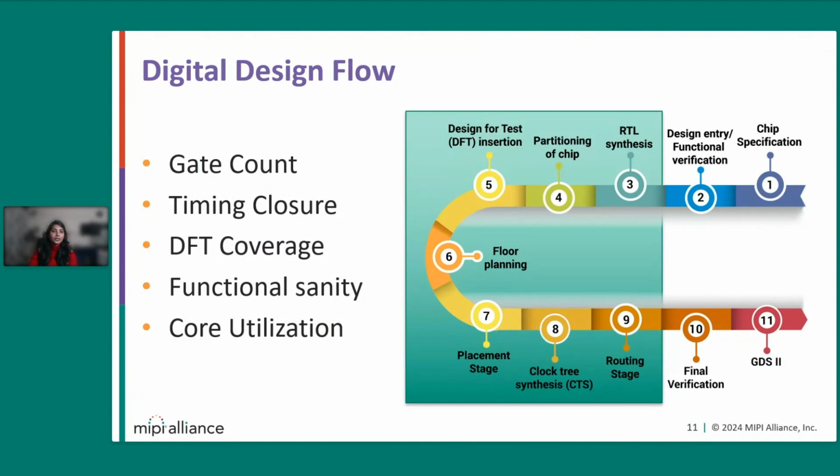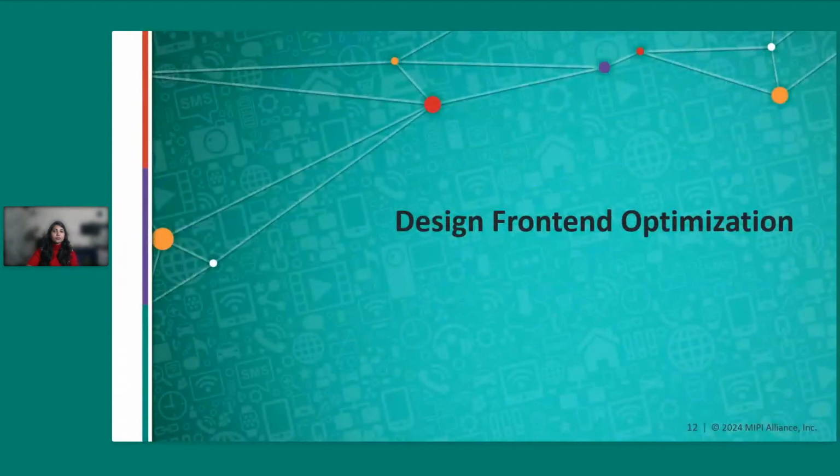So here I'll be covering this green highlighted part with focus on the synthesis and the physical place and route. The implementation objective is to reduce the gate count, achieve timing closure and DFT coverage, and of course functional sanity. And at the end, we will see how we can have good core utilization. Now we will touch upon the synthesis of the controller, which we call design front end. As we know, synthesis involves translating a high level design into a gate level netlist, which can be used for the physical implementation.